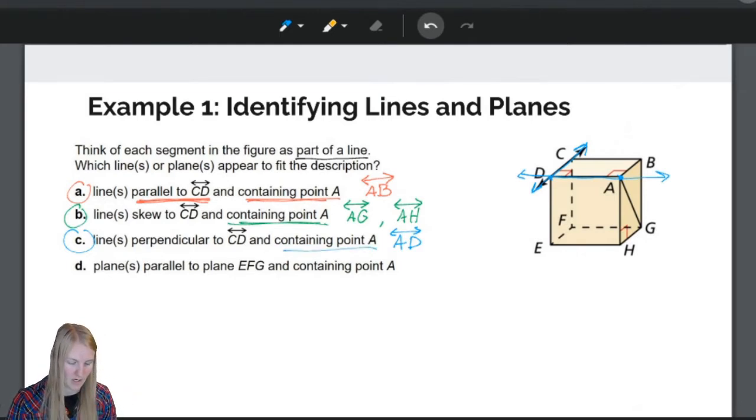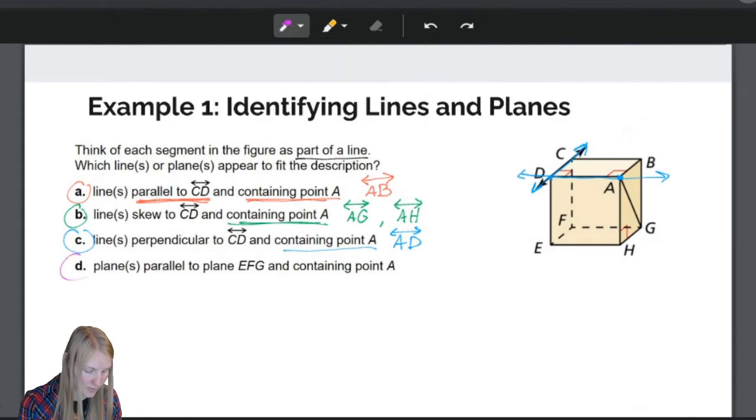Okay. Wonderful. That's part C. There are no other lines. In fact, there is only one line. Through any point, there is exactly one line that is perpendicular to another line. So, we should only have one line.